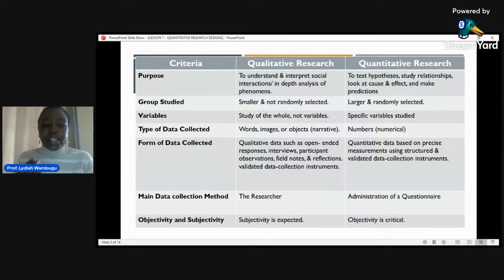They are structured. The main data collection method for the qualitative, it is the researcher. So the researcher is the main instrument or the main method of data collection. Whereas at the quantitative, the main one is a questionnaire. Then there is a lot of subjectivity with qualitative research. Whereas quantitative, you are supposed to be very objective, highly scientific, using scientific language.